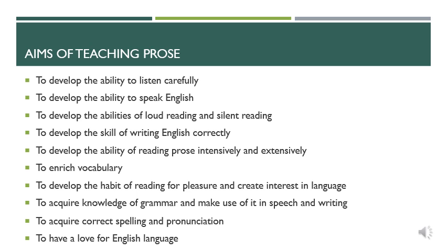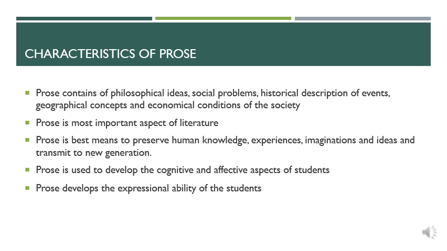So these are the aims of teaching a prose. Next we will see characteristics of prose. So what are the things which a prose will contain? The prose contains philosophical ideas, social problems, historical descriptions of events, geographical concepts, and economic conditions of the society.